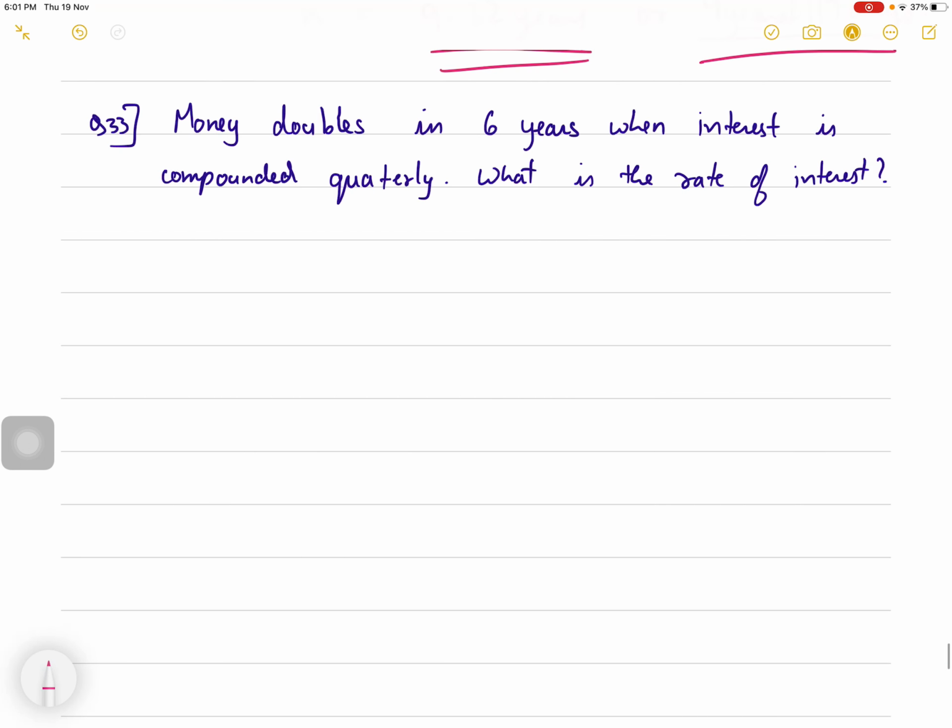Let's solve the next problem. Money doubles in 6 years. When interest is compounded quarterly, what is the rate of interest? You are supposed to find R. Okay. Money doubles in 6 years. N is given as 6 years. Rate of interest is not given, but compounded quarterly. That means D is equal to 4. Money is doubling. That means if P is equal to 100, A will be 200. Right. N is given as 6 years, D is given as 4, and you are supposed to find out R.